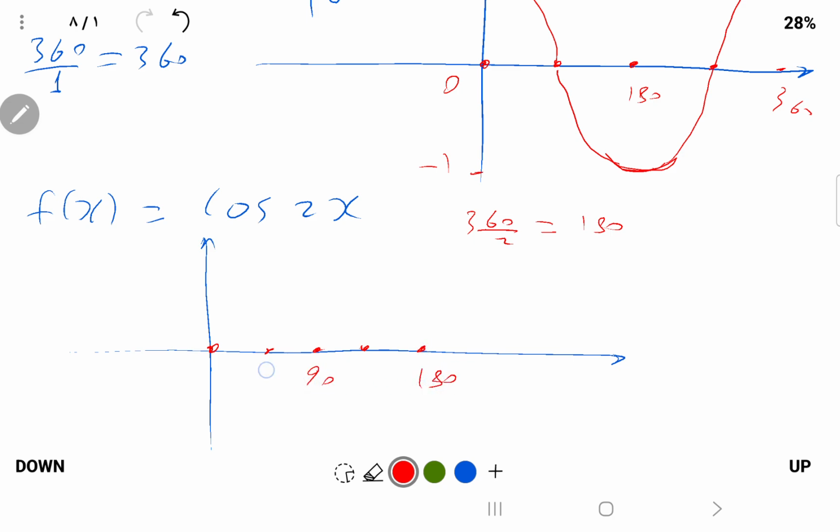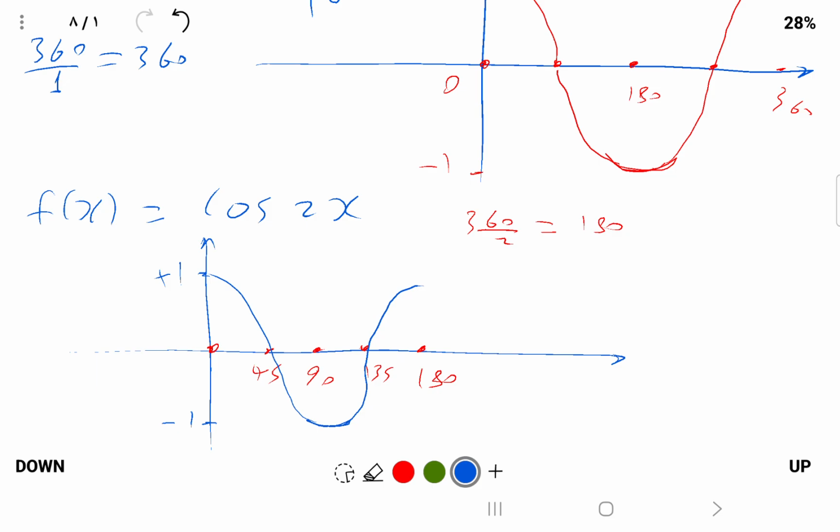The middle is 90. The middle is 45. The middle here is 135. And the graph would seem like this. This is minus 1. This is plus 1. And here you have the minimum at 90. And then the graph would be like this. So that is cosine 2x.